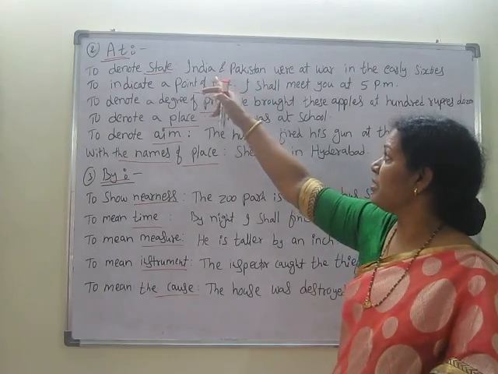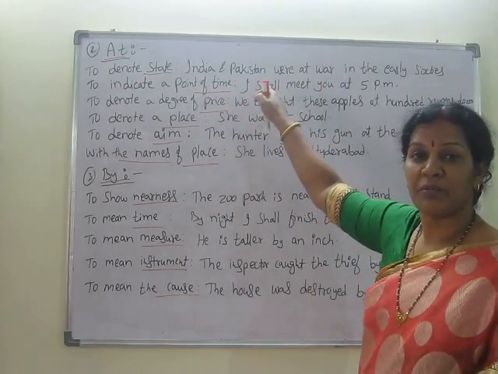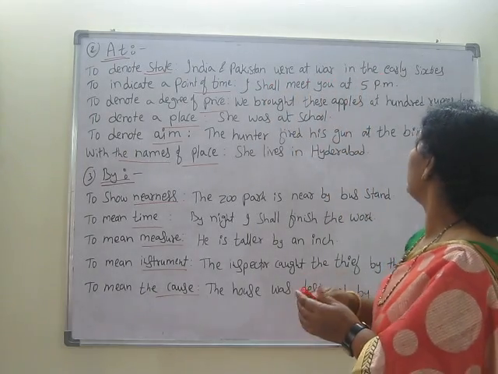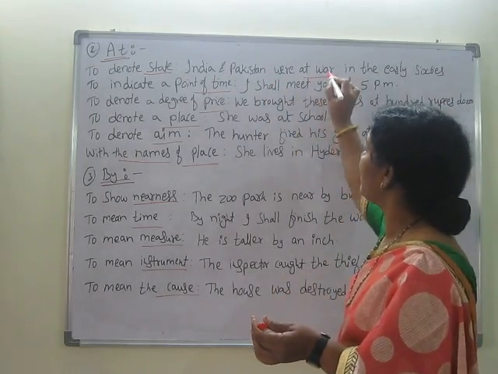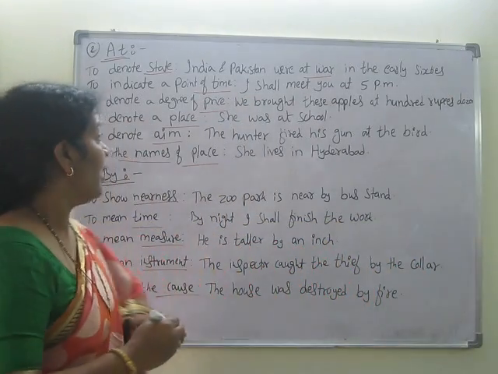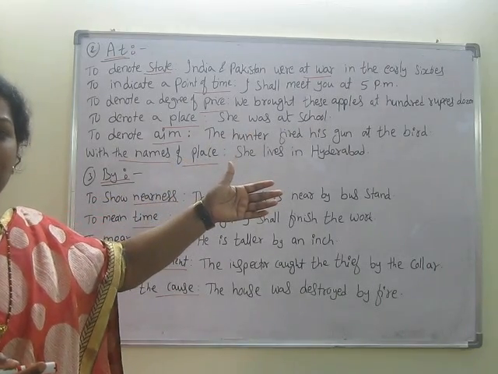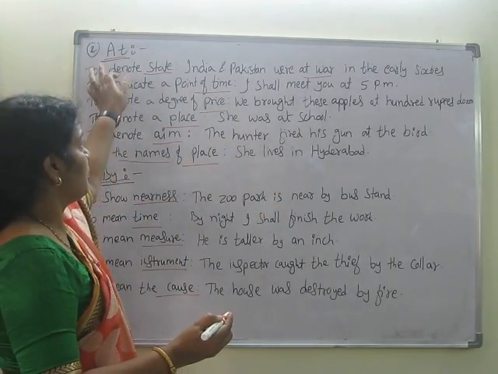For example, India and Pakistan were at war in the early 60s. At war. They were at war. It's a particular situation. Another one: to indicate a point of time, a particular time, you can use "at" for that also.